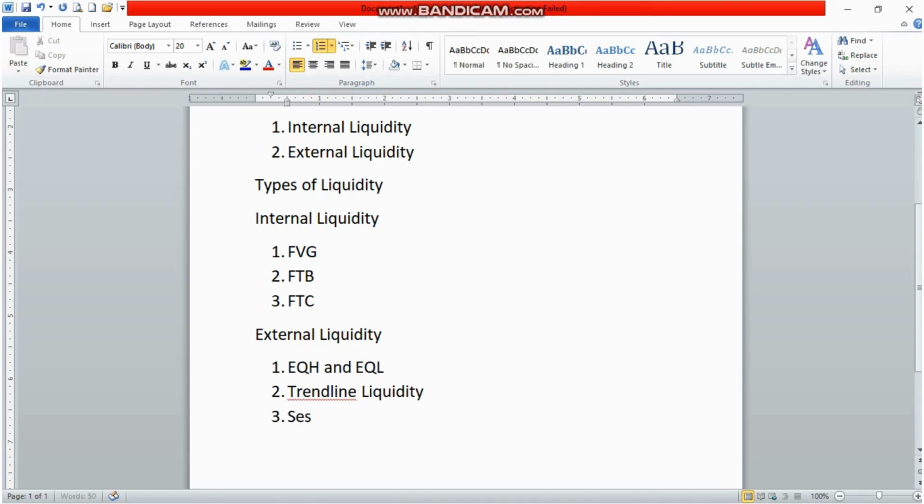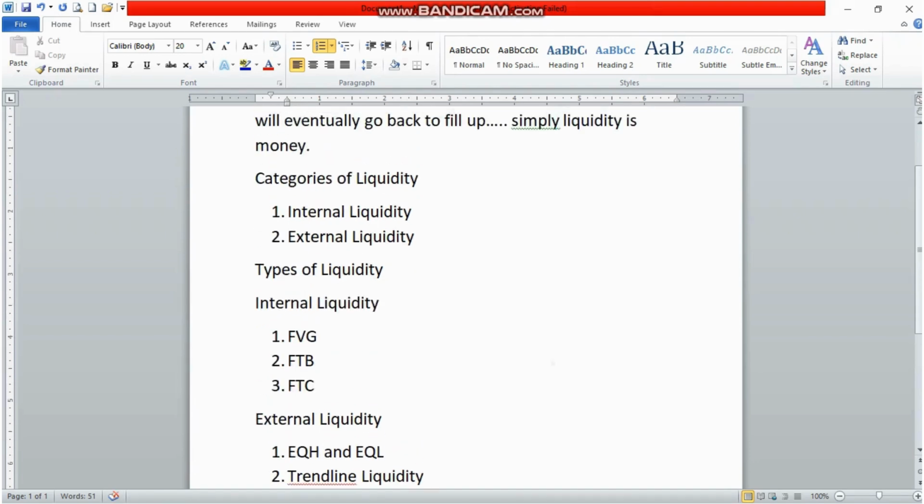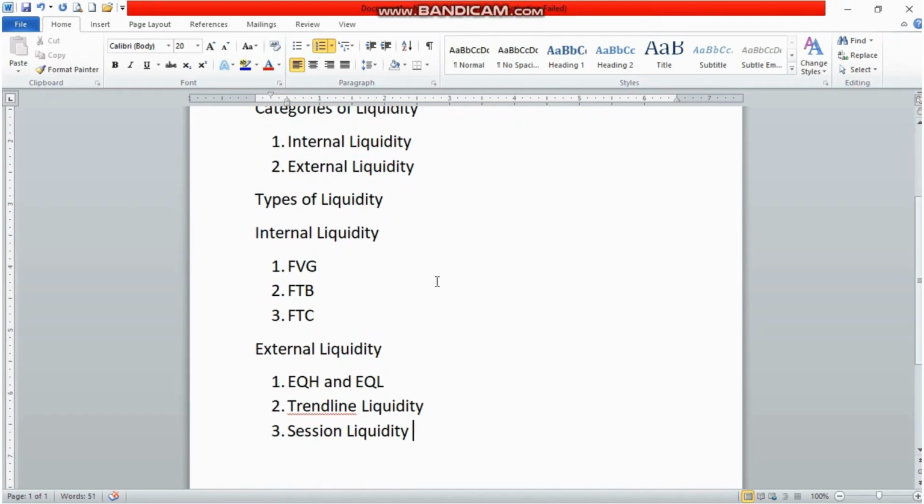We have the session liquidity. We have the daily. Okay, let's leave the daily. The daily also resides in the equal high and equal low. So let's look at the fair value gaps, the fail to break, the fail to close, the equal highs and equal low, the trend line liquidity, and the session liquidity. Now, I'm going to demonstrate all of this in the chart.